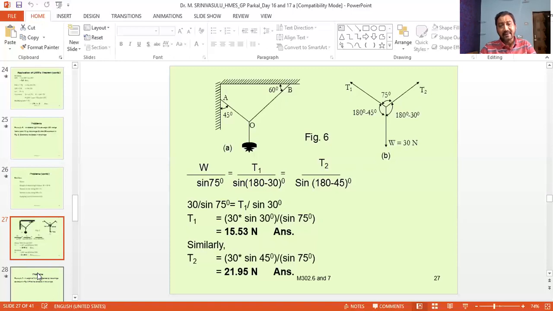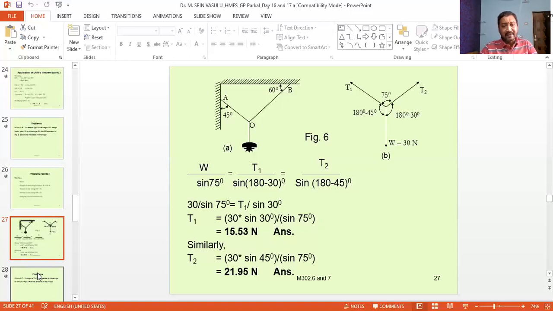Therefore, the angle made by OA with the horizontal is also equal to 90 minus 45. This is equal to 45 degrees. Next, coming to OB. So OB is making an angle of 60 degrees with the horizontal.